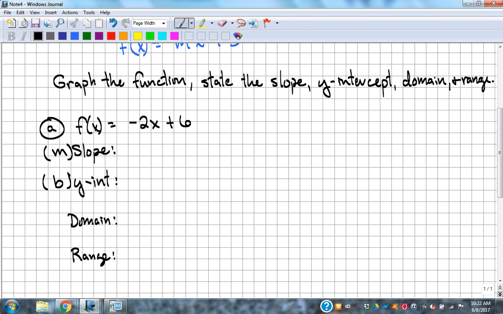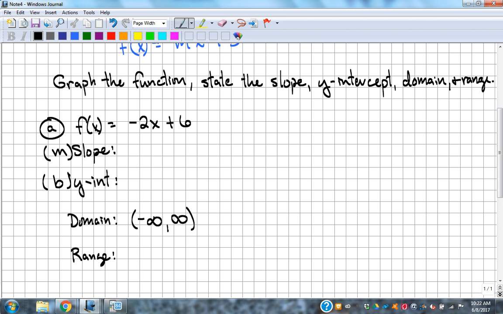Had to be a certain thing in the problem. An x on the inside of the square root. Well, there are no square roots in these problems. So what does that tell us about the domain for a linear function? It's all real numbers. It's always going to be that. So the domain is the easiest part here because it's always going to be from negative infinity to positive infinity for a linear function. Okay.